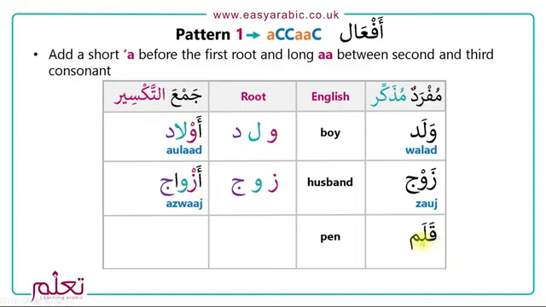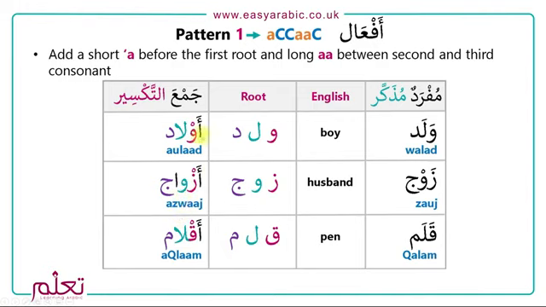Next one, we have qalam, which is a pen. So again, we've got three root letters, qaf, lam, and mim. And then we're going to add in the same rule as before. So it's going to start with an alif, then we have a qaf, and then a lam, and then an alif, and then a mim. So aqlam. Okay, so that is pattern number 1.